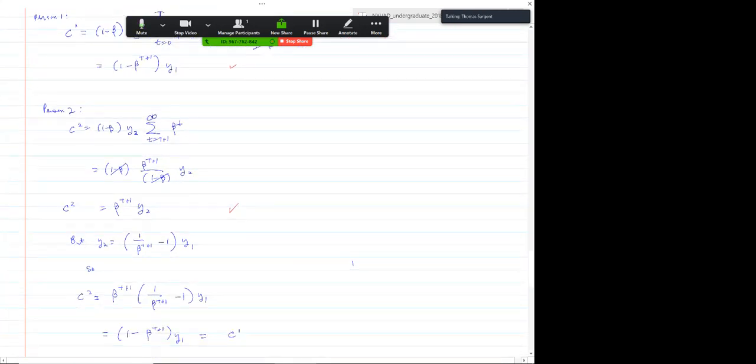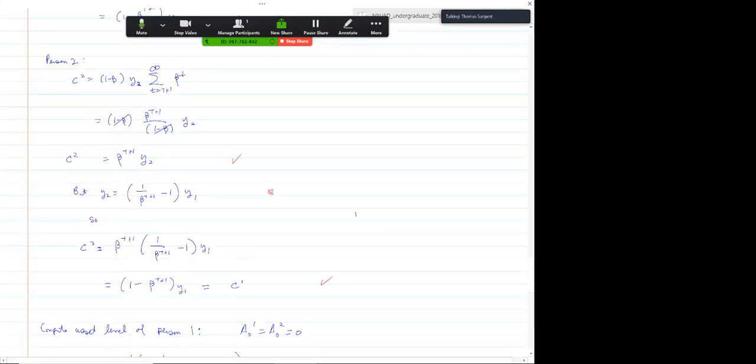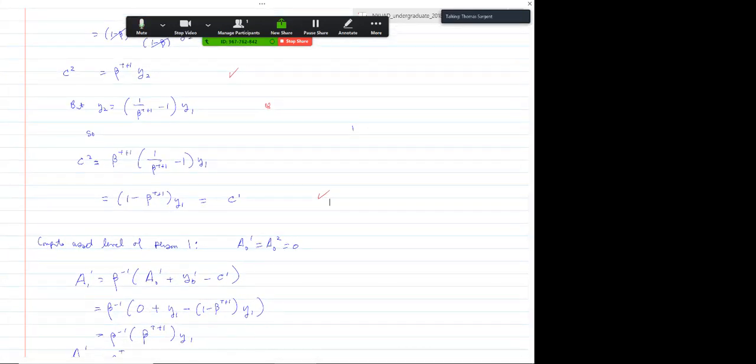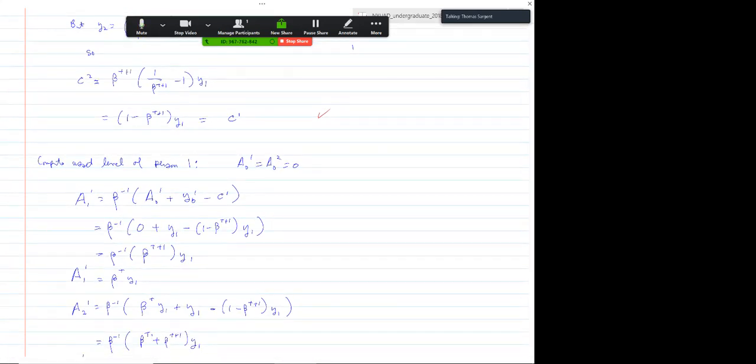But we set Y2 equal to that. So it's going to turn out that C2 is actually going to equal C1. So then the exercise here is we want to compute what the asset level of person 1 is. So if we do this, we can get a nice formula. And what I recommend you do is do this.